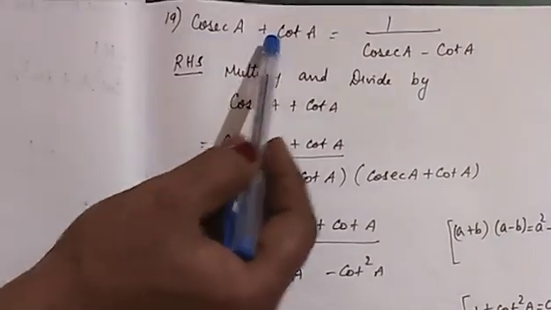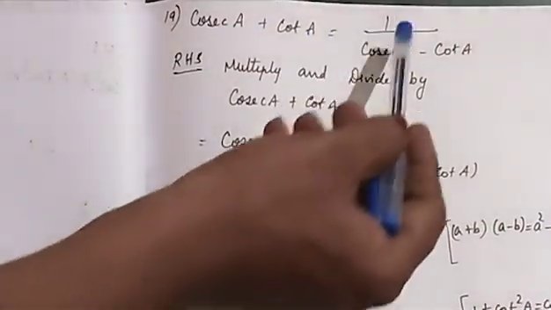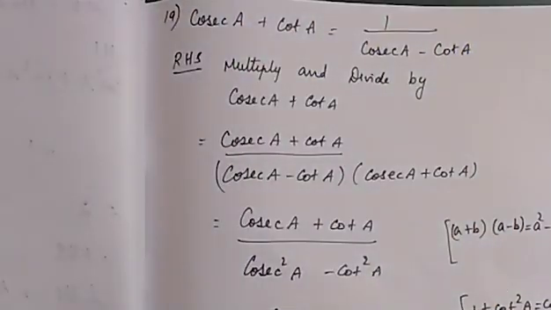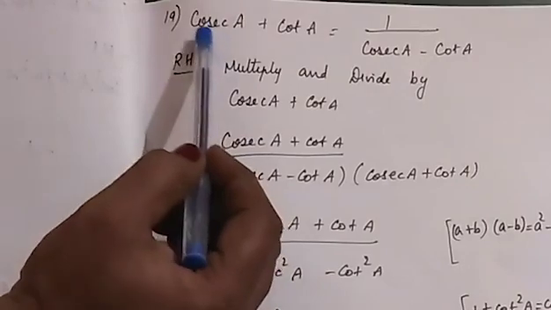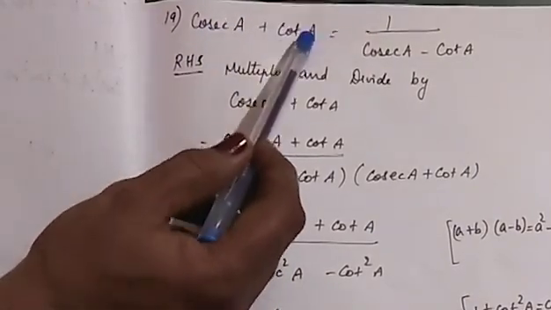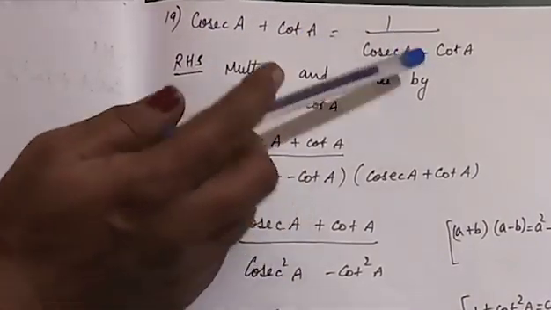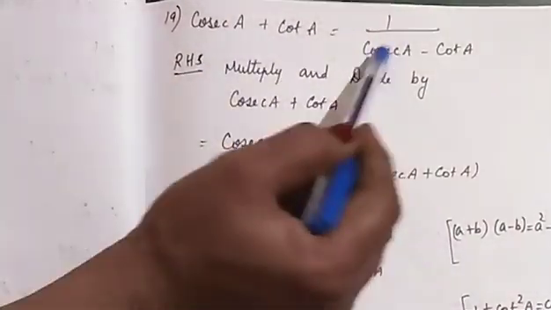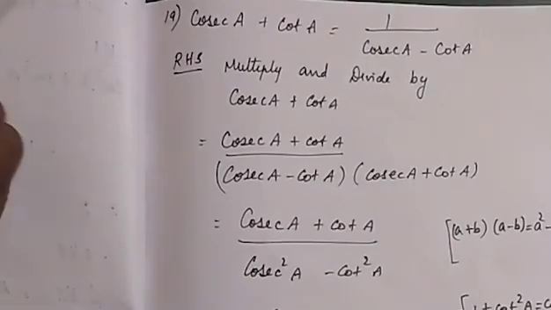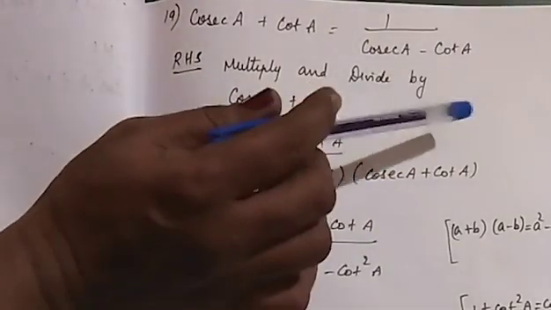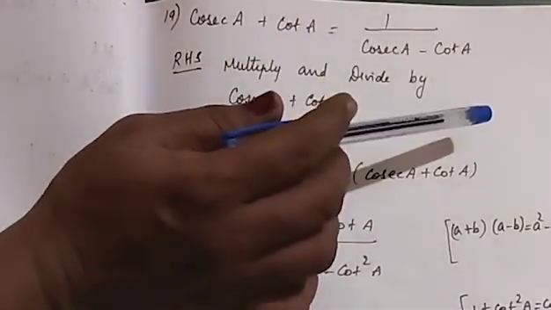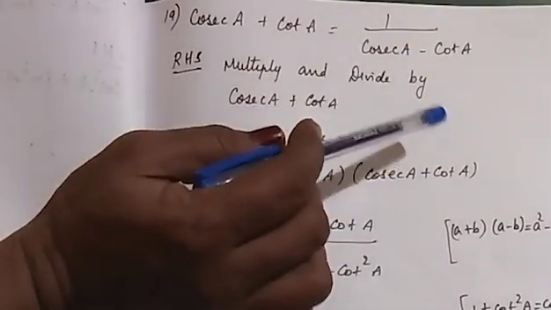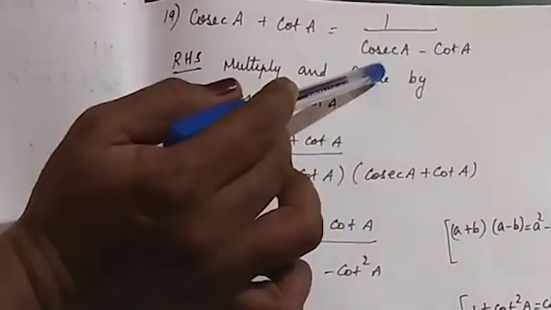cosecant A plus cot A is equal to 1 upon cosecant A minus cot A. Okay, now see here, the left hand side is A plus B, and the right hand side is 1 upon A minus B. So, if I take the right hand side and multiply and divide by A plus B, what will you get? You will get the same, no?